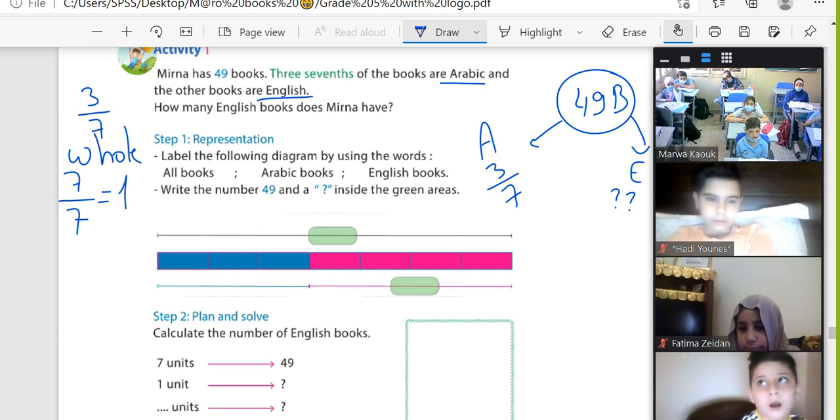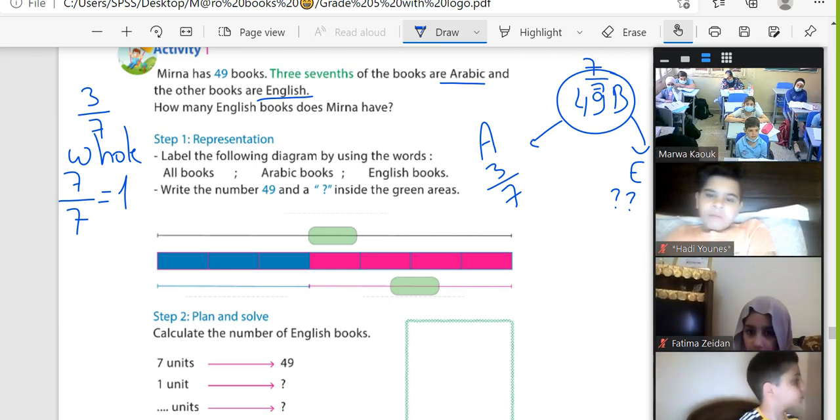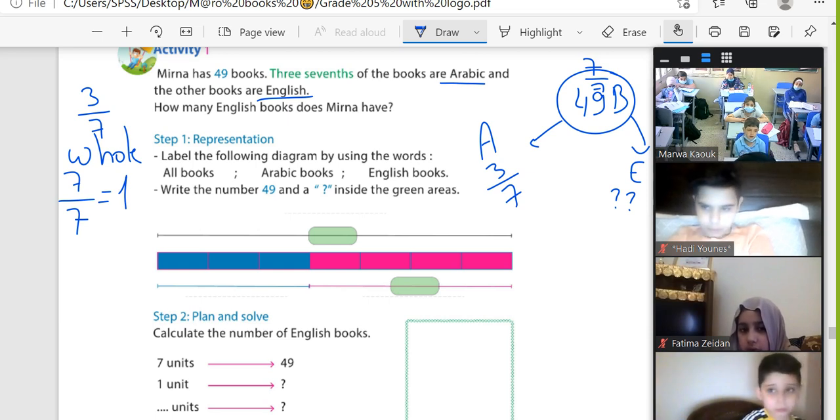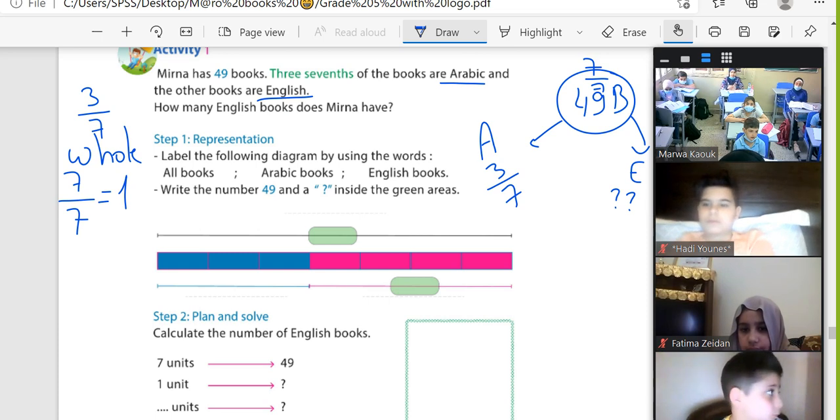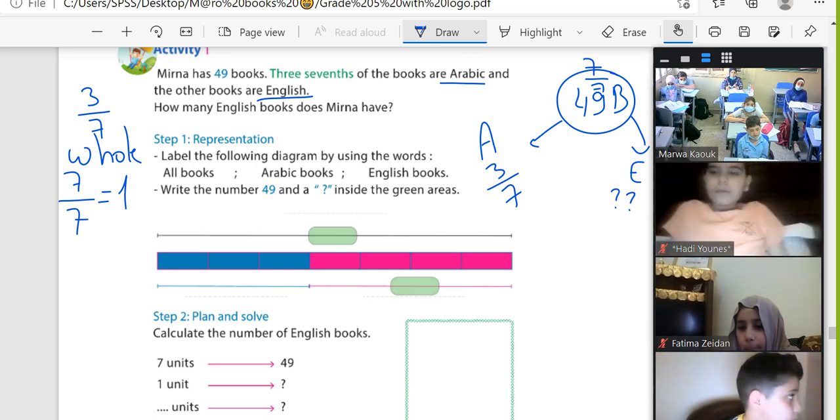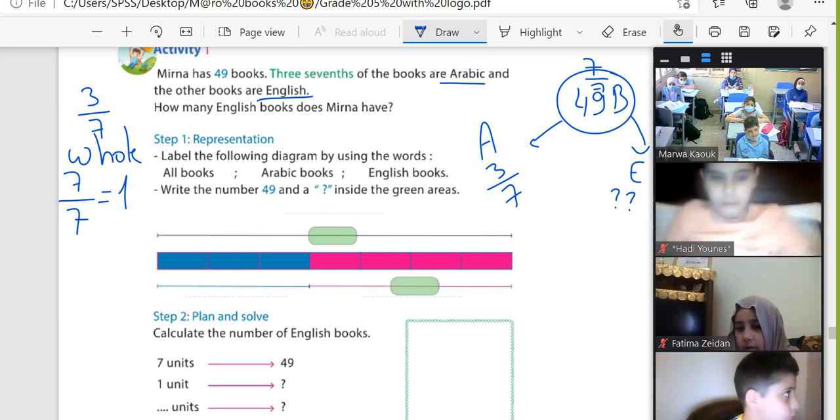أنا عندي كلهم ال 49 يعني هني 7/7. صح؟ صح. We have 3/7 Arabic. How much should we have English? 4/7. What will you make? I make 7 - 3, you get 4/7. All the line is 7.